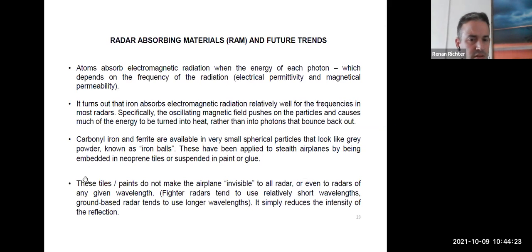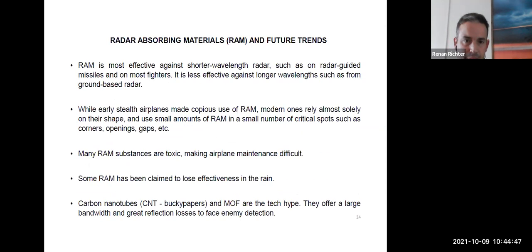These tiles and paints do not make an airplane invisible to all radar, or even to radars of any given airforce. Fighter radars tend to use relatively short wavelengths. Ground-based radar tends to use longer wavelengths. It simply reduces the intensity of the reflection. RAM is most effective against shorter wavelength radars, such as on radar-guided missiles and on most fighters. It's less effective against longer wavelengths, such as from ground-based radar.